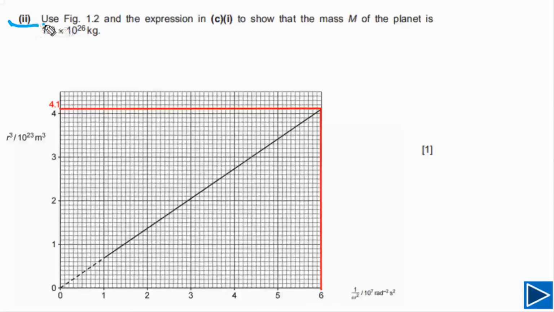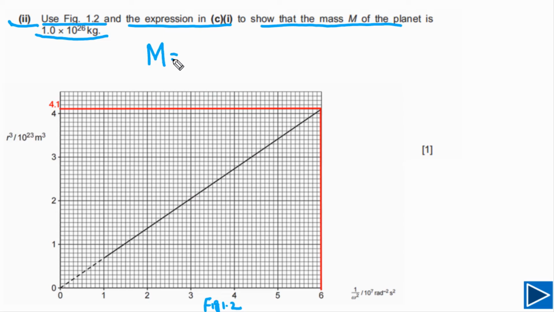For the second part, we need to use figure 1.2 and the expression in C1 to show that mass capital M of the planet is 1.0 times 10 to 26 kgs. This is figure 1.2. We have already found expression for mass of the planet, and we have found that mass of the planet is equal to gradient of figure 1.2 divided by capital G. Capital G is a constant, so we can find the value of capital G from given values of constants. So we don't need to worry about capital G because its value is given.